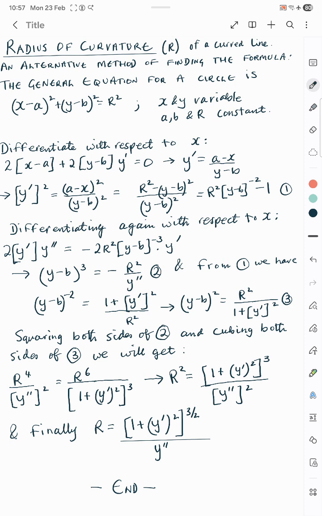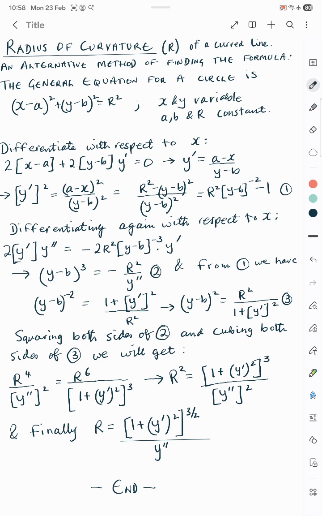Now, we differentiate a second time, and then we'll have 2 dy/dx times d²y/dx², which I've written as y'', and then that's equal to -2r² times (y - b)^(-3) times dy/dx. And that becomes, after manipulating a little bit, (y - b)³ = -r²/(d²y/dx²).